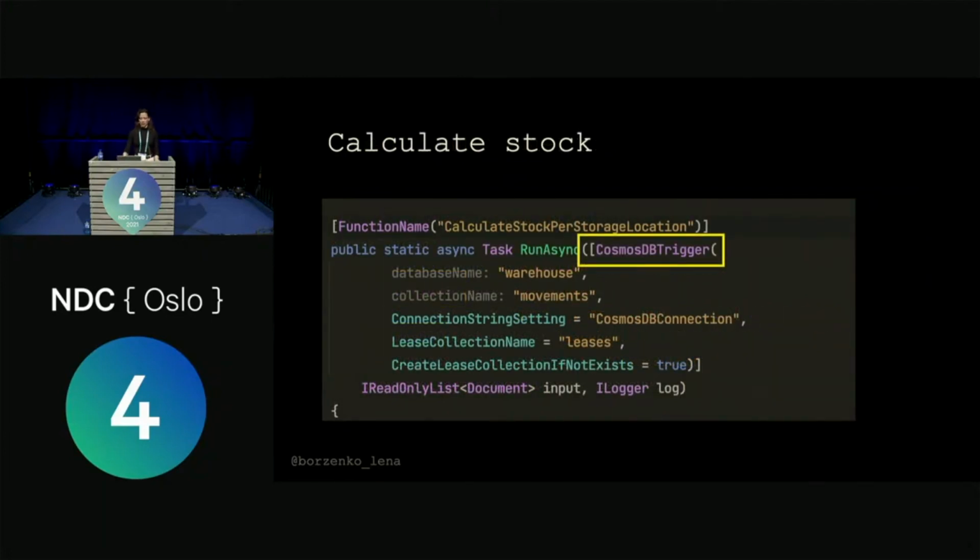The next one is calculate stock. We will have a Cosmos DB trigger. As you can see, we will listen to the warehouse database and to the movements container. We also specify the Cosmos DB connection, and we have two other properties. One is the lease collection name, to sync the state of the change feed between the Azure functions, and also the flag for whether you want to create this container or not. We can also provide, for example, a prefix for this lease container if you want to use the same container but share it between different Azure functions. We can provide the prefix for the name of this container, and then we can reuse the resources.